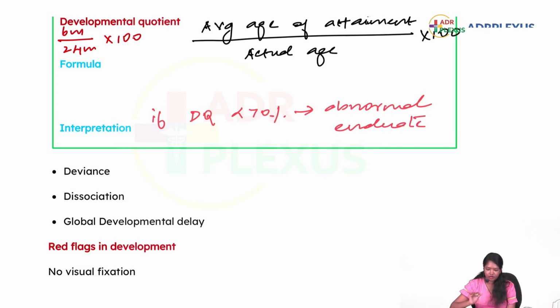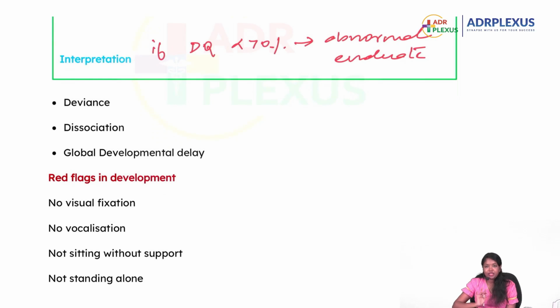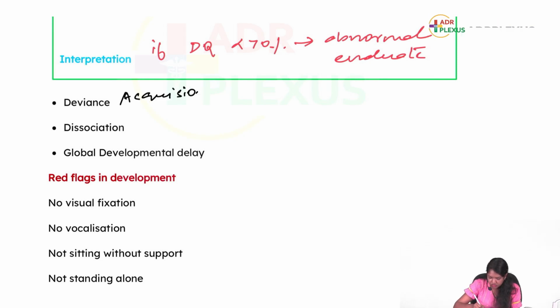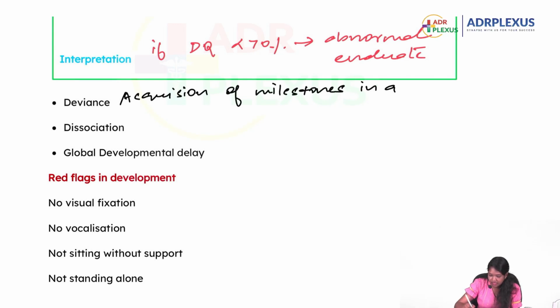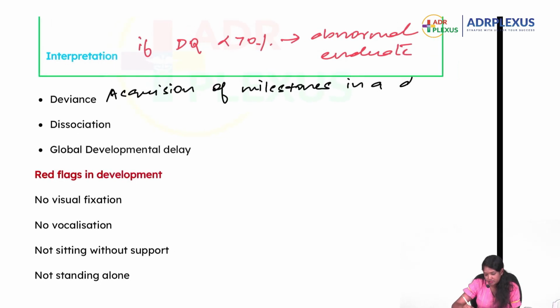Clear? That's all. Okay. 3 parameter definitions you should know: deviance, dissociation, developmental delay. What is deviance? There is a deviation. I told you the sequence should be same. But what if there is a deviation? Acquisition of milestones in a different sequence.